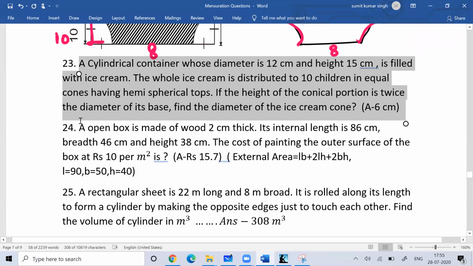So then you can see the next question. Question number 24. An open box is made of wood which is 2 centimeter thick. Its internal length is 86 centimeter, its breadth is 46 centimeter, and the height is 38 centimeter. Then they're asking you the cost of painting the outer surface of the box at 10 rupees per meter square. This is the question.